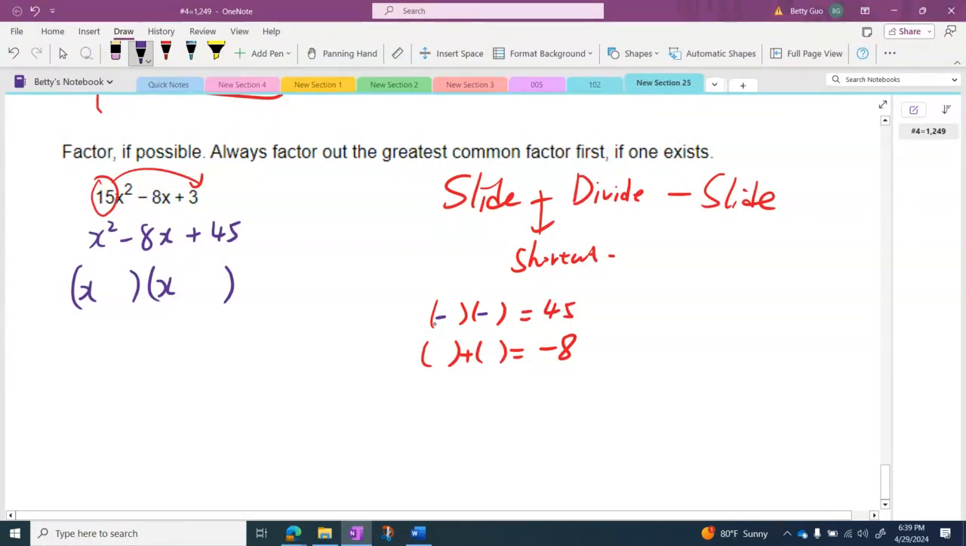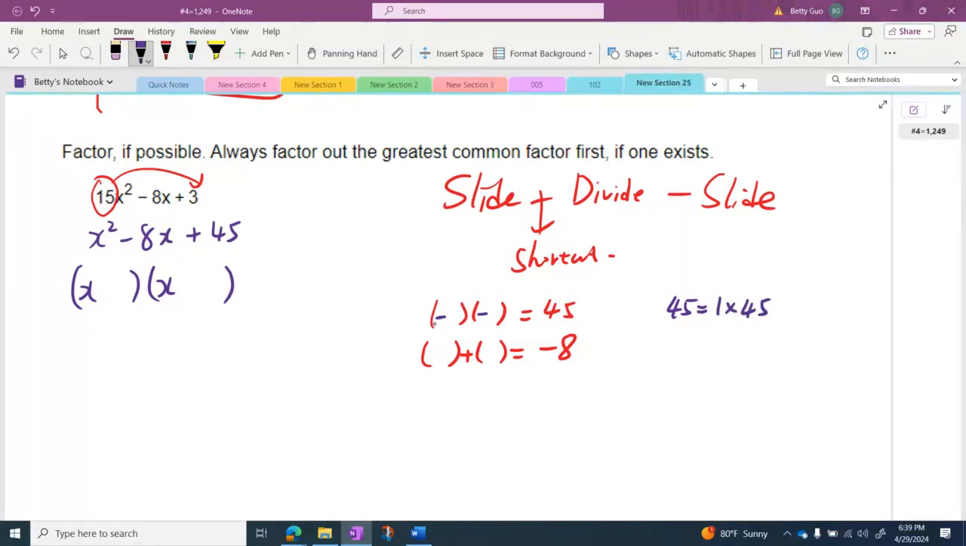Look at the four cases. This is going to be case number 2. If two integers multiply to positive and add up to negative, then the two integers must both be negative. Which two negative numbers? We try to factor 45.